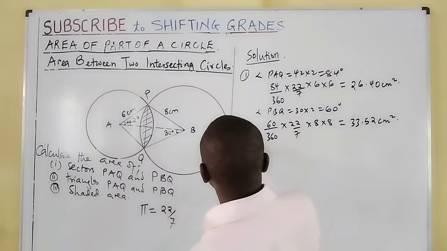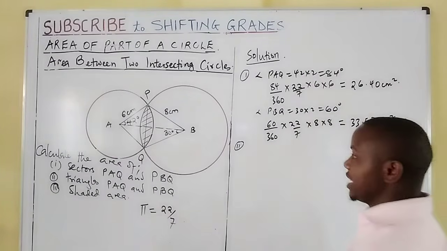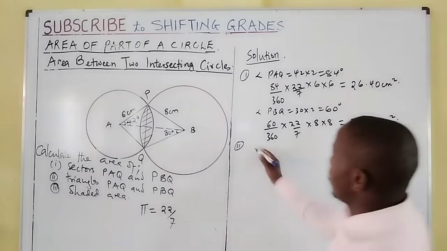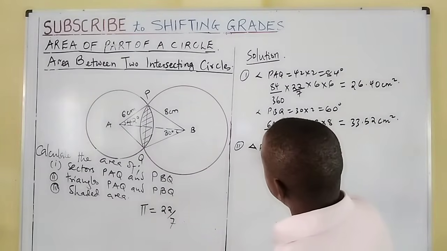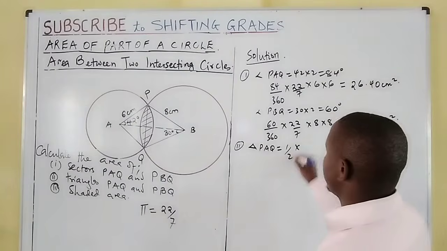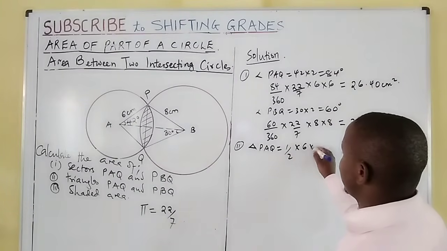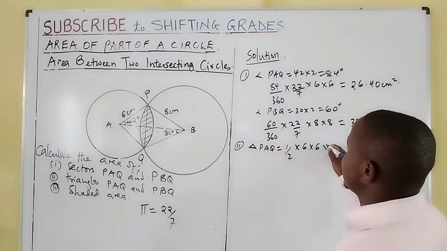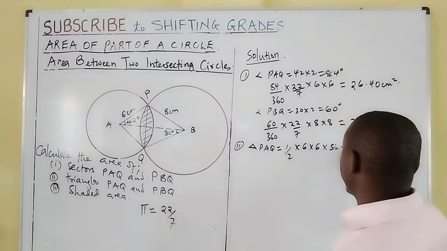Part 2, we're getting the area of the triangles in each of the sectors. So for triangle PAQ, the area of a triangle is given by half times one side times the other side times the sine of the angle in between them.